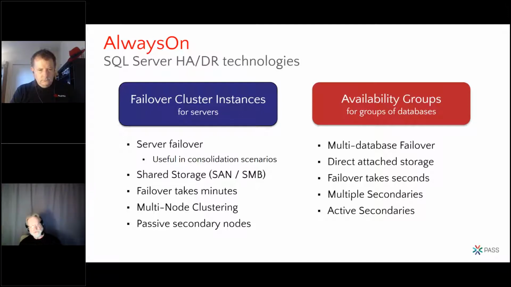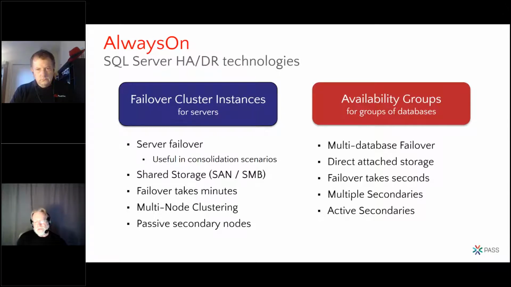So again, you're moving the SQL instance from server to server. And failover is going to take typically minutes because you're bringing SQL up from nothing. So you're starting up from zero. You can have multi-node clustering, so you can have multiple nodes in the cluster. And the secondary nodes are passive because they don't have access to the storage. So only one node is going to have access to the storage. Obviously, you're not going to be able to do database operations on the node that isn't connected.